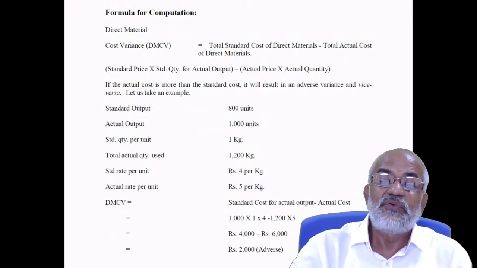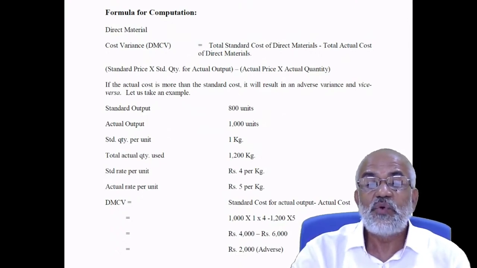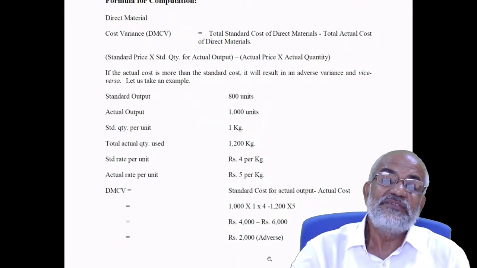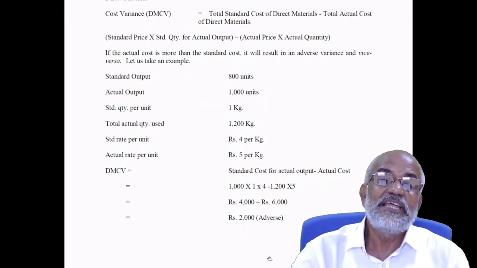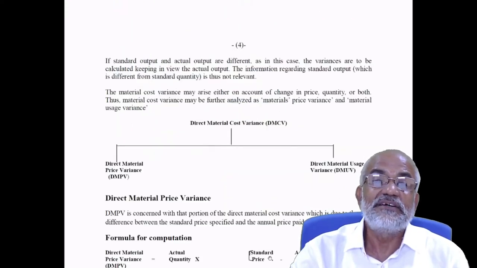So it comes to 4000 minus 6000. 1000 into 1 into 4 comes to 4000, and 1200 into 5 is 6000. So the difference is 2000 negative. That means the direct material cost variance is 2000 adverse.